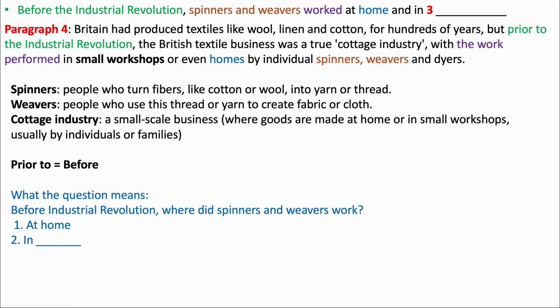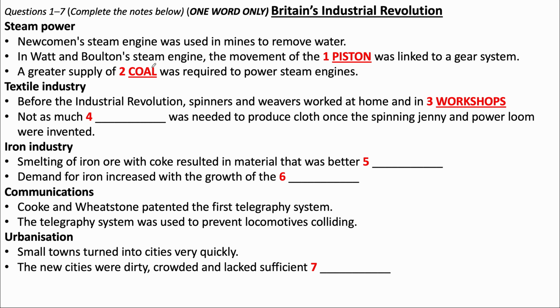Notice that in the question, home is mentioned first and then there is a blank. In the passage, the order is reversed. Workshops are mentioned first and homes are mentioned next. The answer could be small workshops or workshops. But there's a key point in the instructions. Write one word only. So the correct answer is workshops. If the instruction had been no more than two words, then both small workshops and workshops would have been acceptable answers.